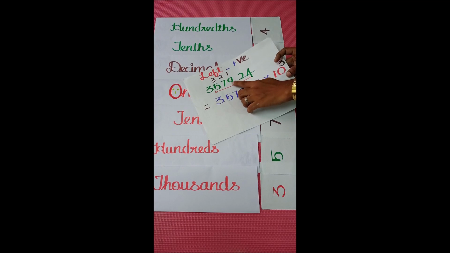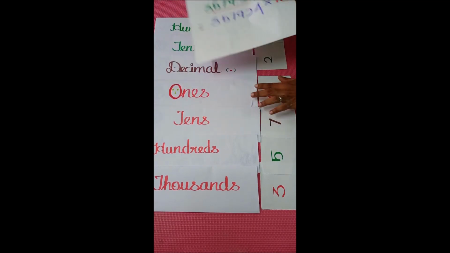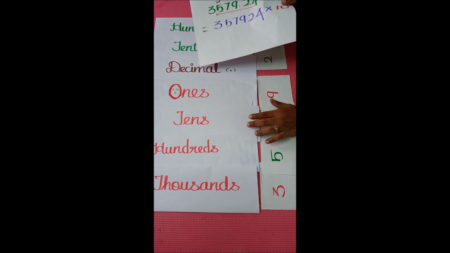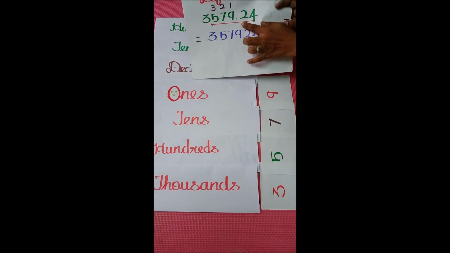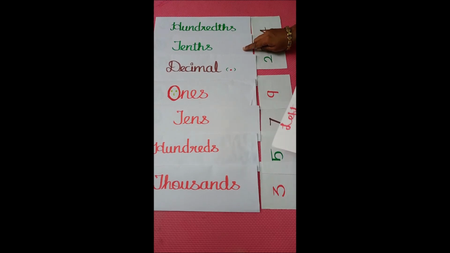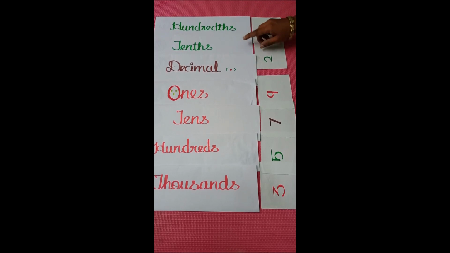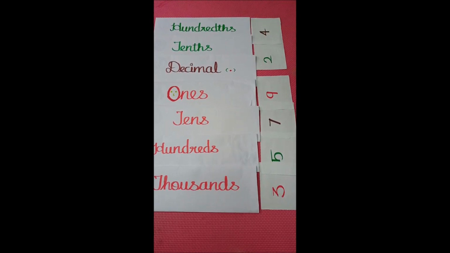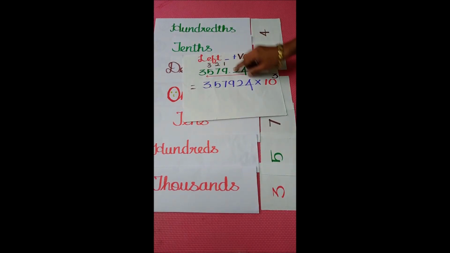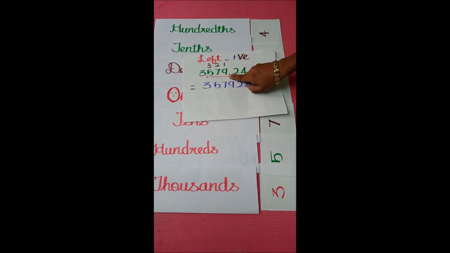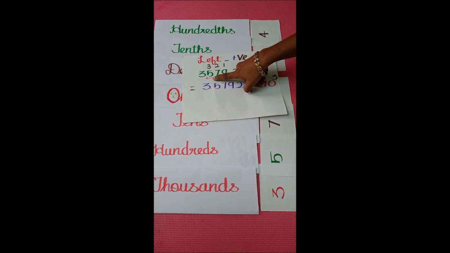Left hand side of the place values must start from ones, tens, hundreds, thousands, and the right side places will be called tenths, hundredths, thousandths, likewise. So listen, left side of the decimal will be called ones, tens, hundreds, thousands, and the right side will be called after the decimal point. Now look at our question. This is the left side. So left side will be ones, tens, hundreds, and thousands.